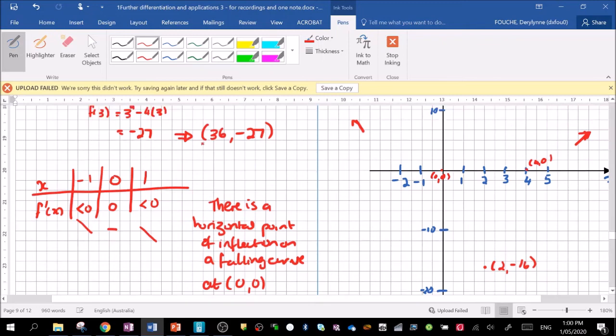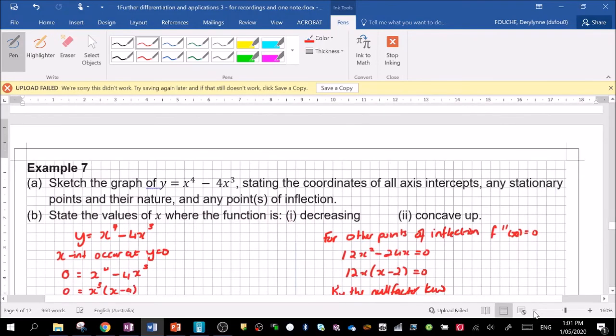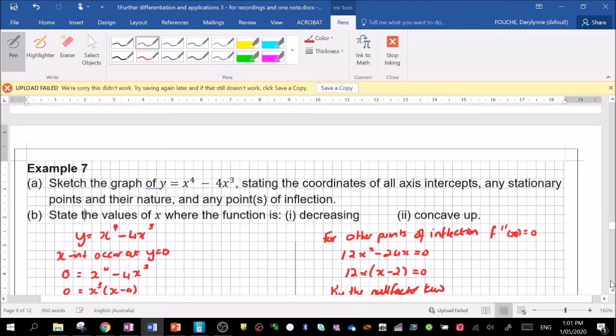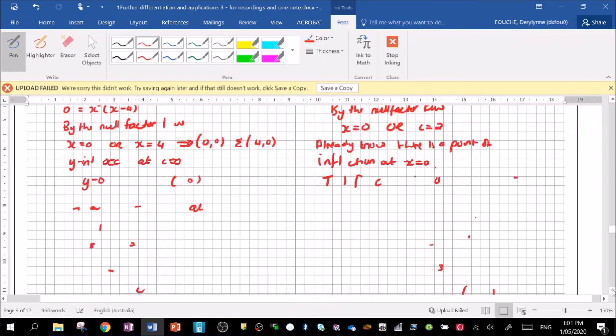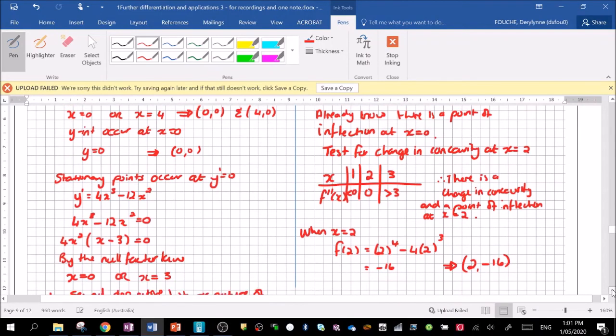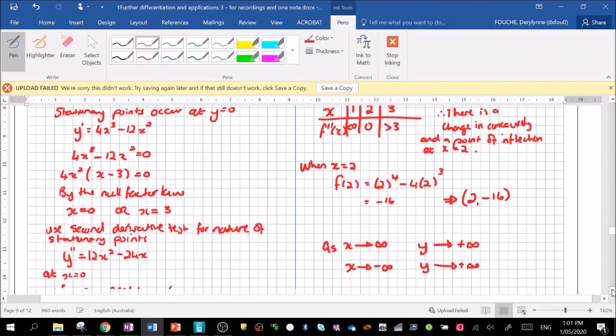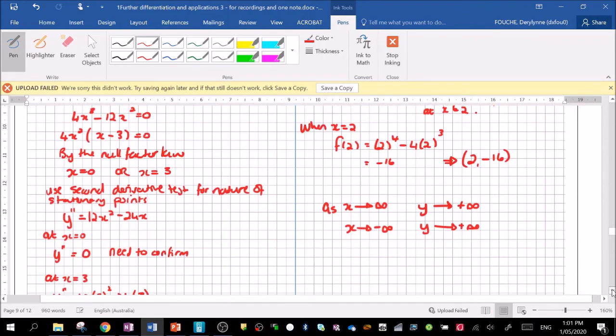Okay, let's draw this graph and see if we can make it look like something. Okay, be gentle. It's not easy with this machine to draw these graphs. Okay, so we're expecting a point of inflection at 0, 0, and it's on a falling curve, so we know that it's going down.